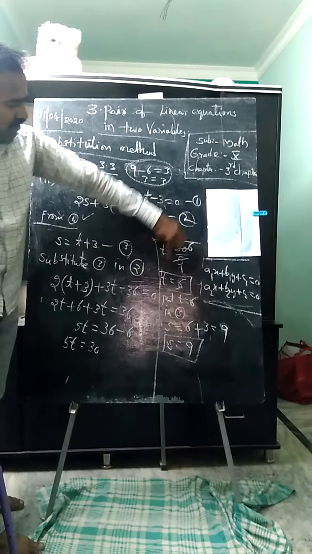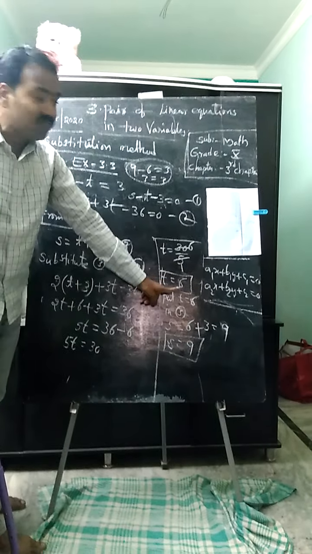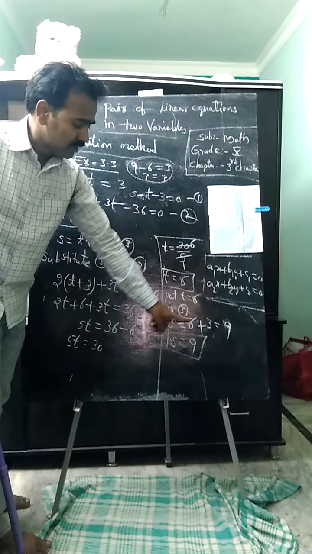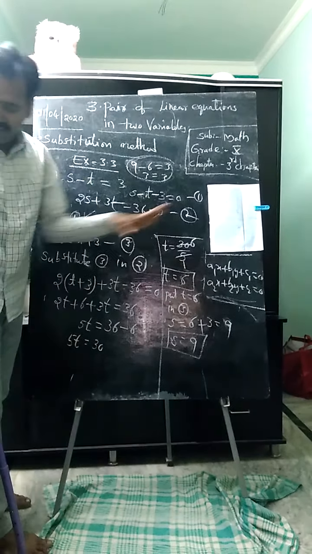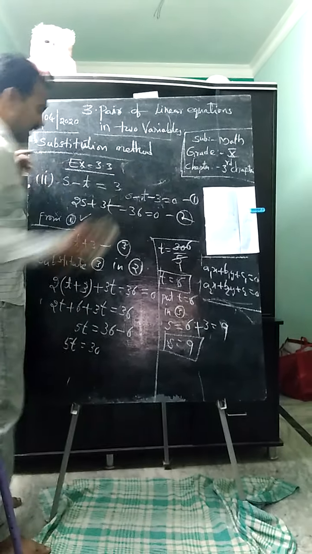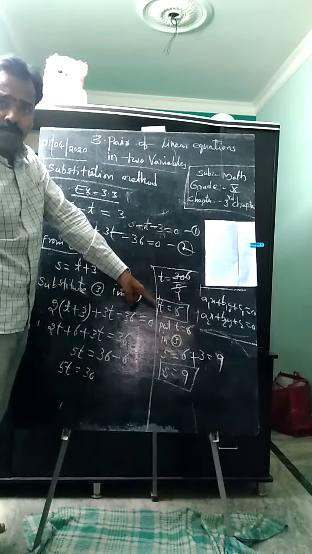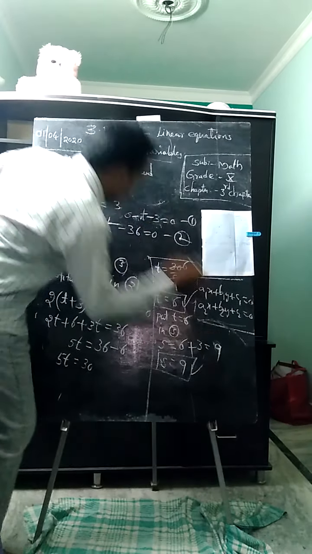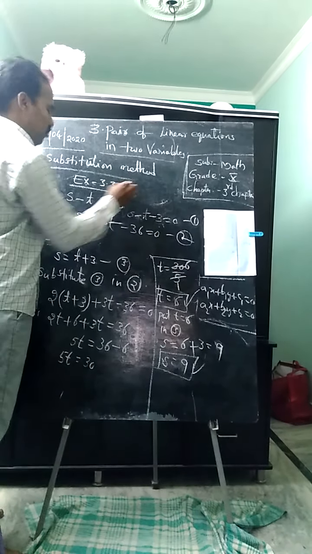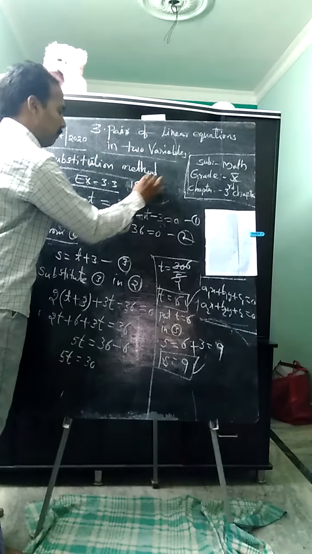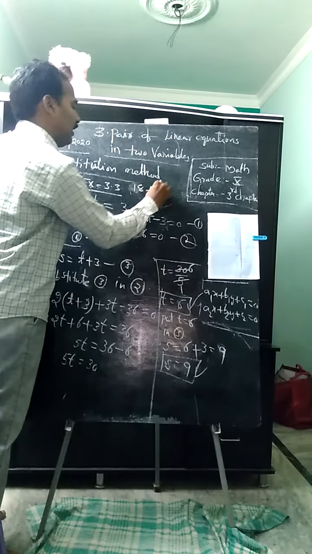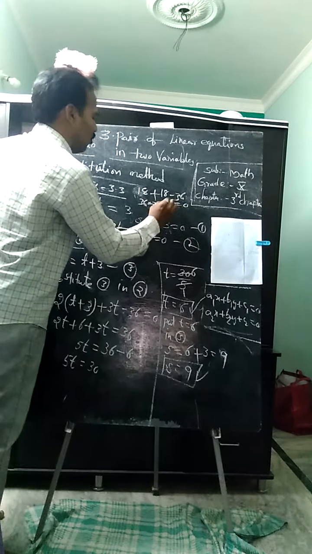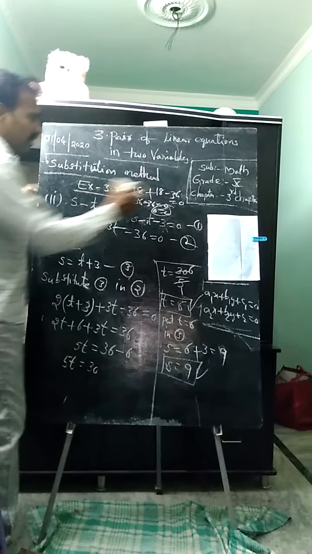Once again I am repeating, students, 5 1 is 5 6, so t value is 6. After putting t equal to 6 in 3, we have s is equal to 6 plus 3, 9. Now s is 9 and t is equal to 6. Put these in the second equation: 2 into 9, 18, plus 3 into 6, 18, minus 36 equal to 0. 36 minus 36 is 0, 0 equal to 0. So we have verified.